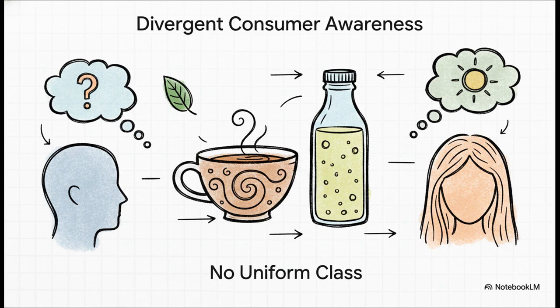Furthermore, consumers entered the funnel with vastly different levels of awareness. Some actually knew what kombucha was, while others just thought the box looked nice in the aisle. They also had totally divergent consideration sets, comparing it to either hot teas or refrigerated health drinks. Because of this massive variation in consumer awareness, proving a uniform class of harmed individuals becomes a total legal nightmare.